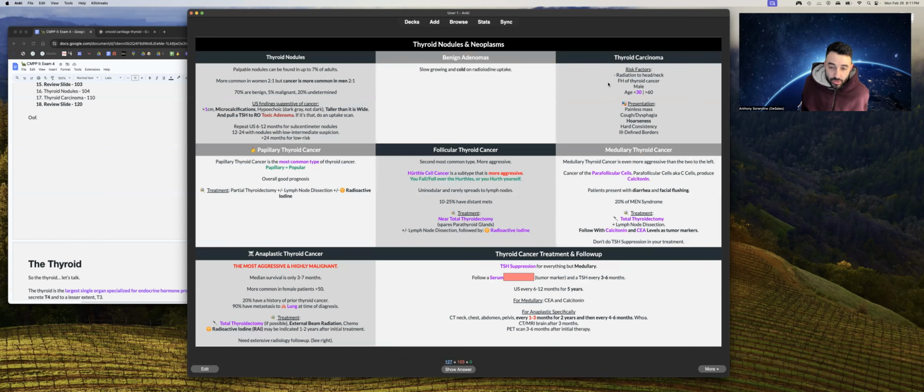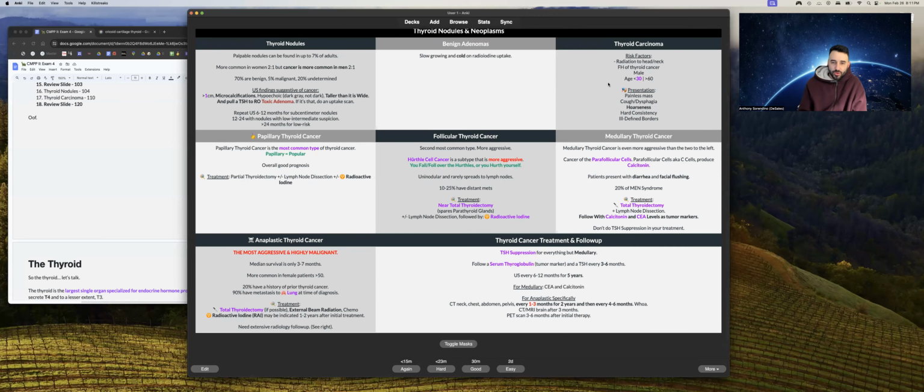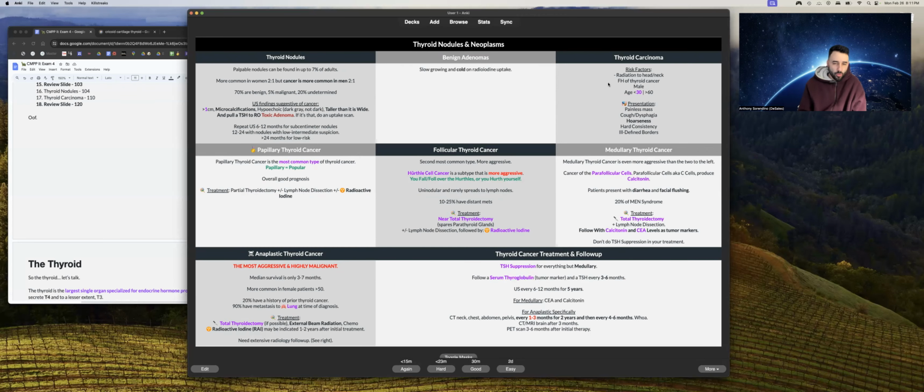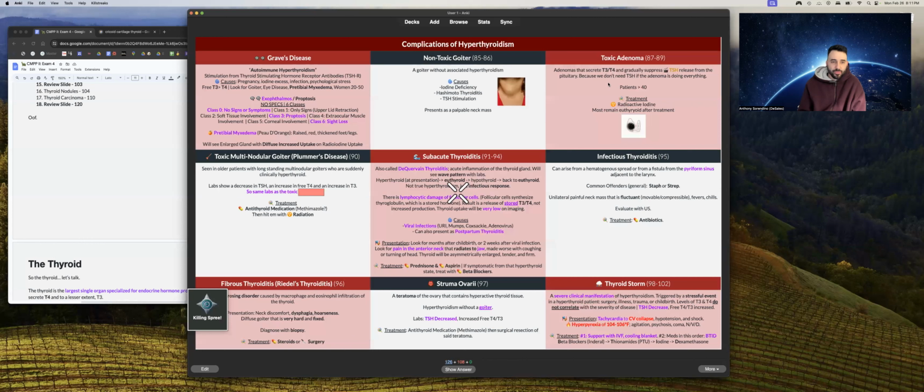Makes sense. They're going to be real sick. Follow a serum what? A tumor marker. This is the storage hormone, isn't it? Thyroglobulin. Yeah, but for what? I think just thyroid cancer in general. Calcitonin and CEA, though, I think are the more specific ones for medullary.